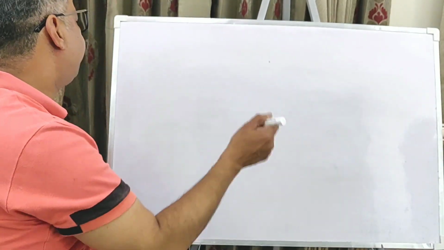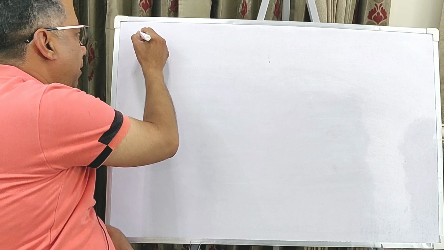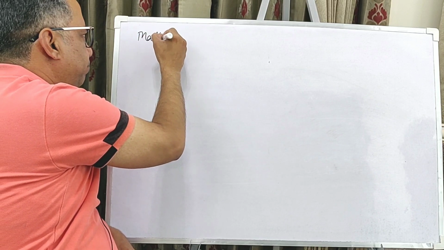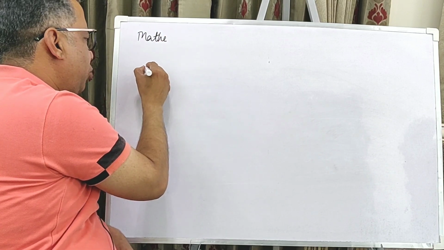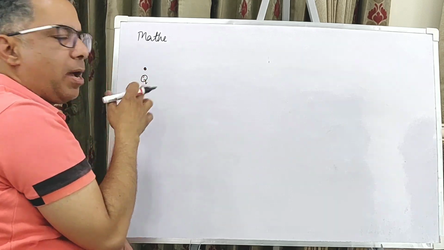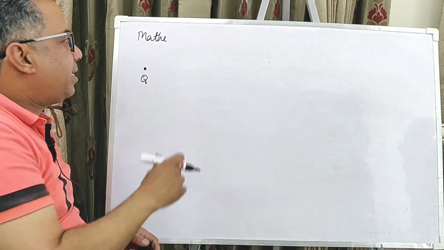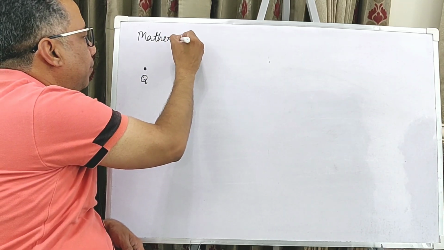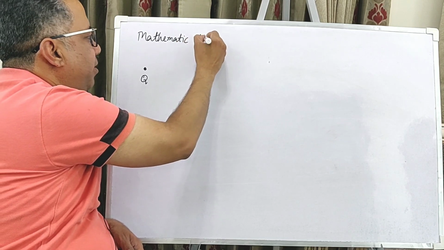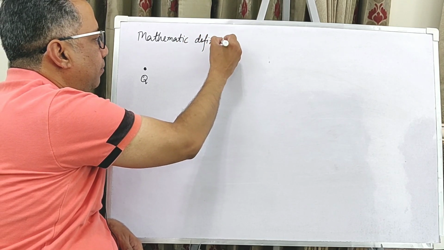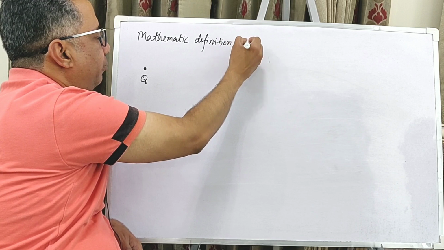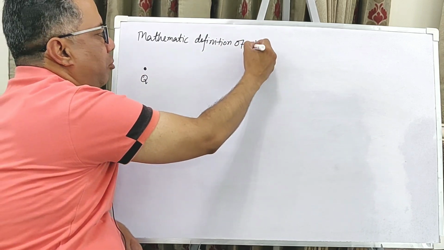Now see, we have a point charge Q over here, and we are coming up with a mathematical definition of potential.